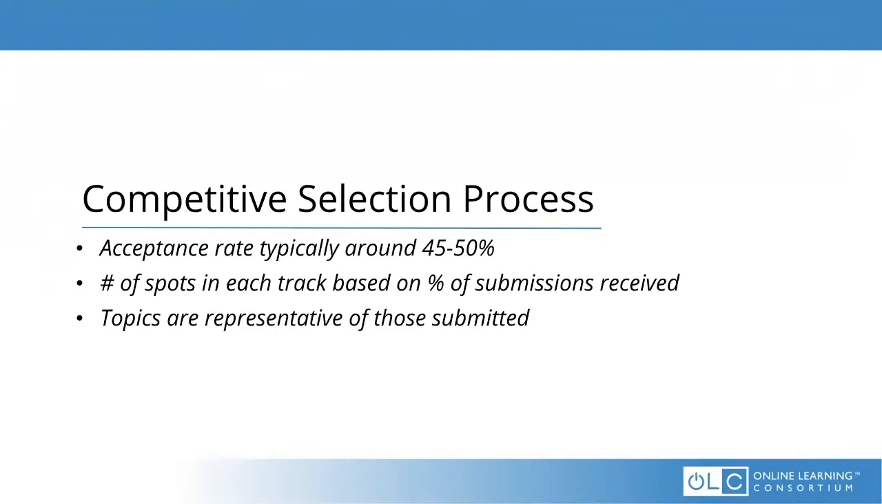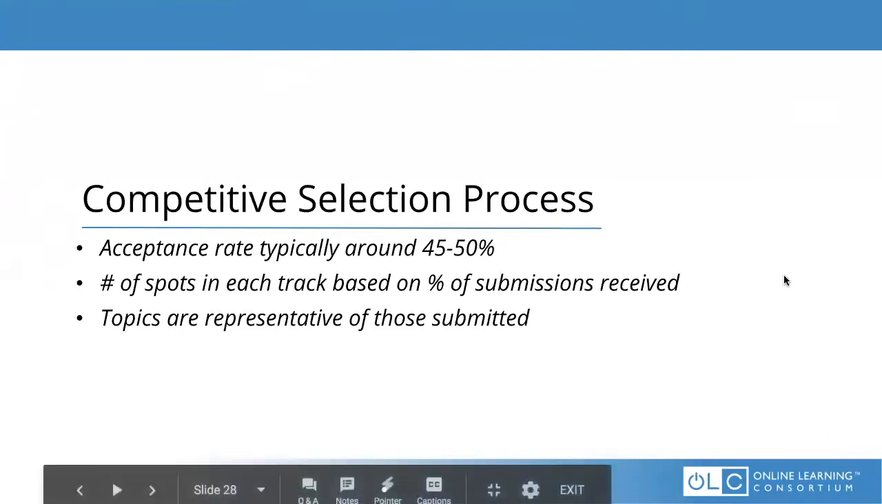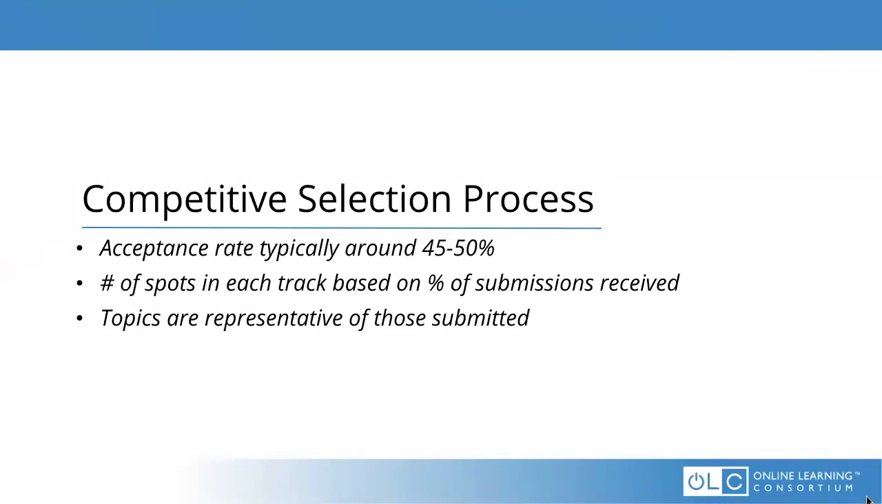And now I want to turn a little bit to the selection process and what percentage of things are selected and how that process works, to give you a little bit of clarity there. The acceptance rate is typically around 45 to 50%. And that does include the number of proposals that we accept as alternates.